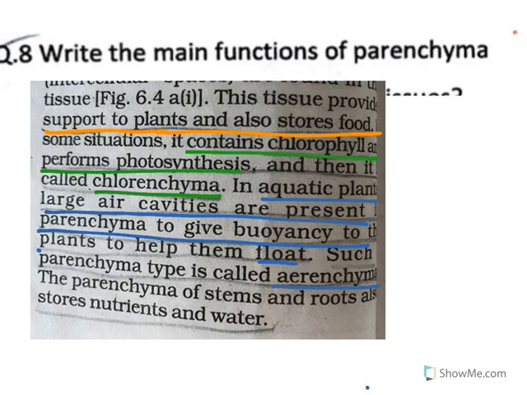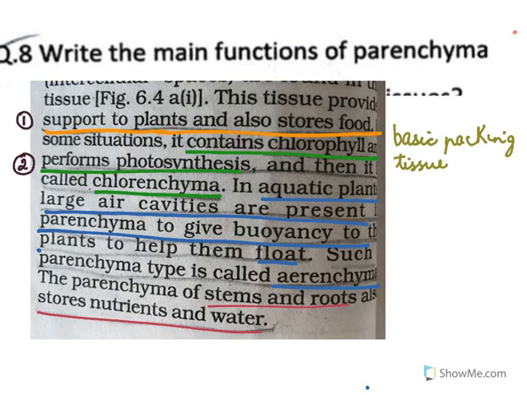The parenchyma also stores food in the root and stem. They store nutrients and water. Remember, it's the basic packing tissue of the plant. So these are the 4 functions. Here you had function 1, then the green ones for photosynthesis. The chlorenchyma performed photosynthesis. The aerenchyma helped in floating, and all the parenchyma help in storage of nutrients and water.